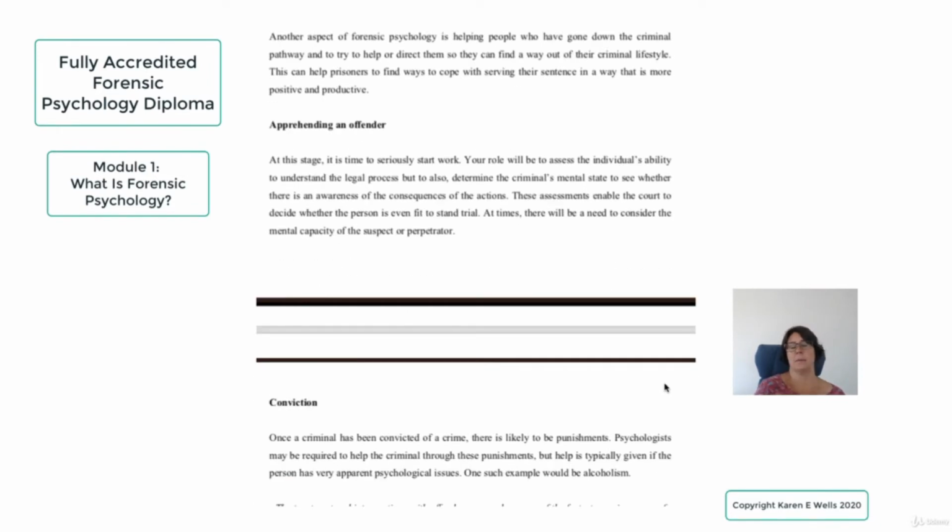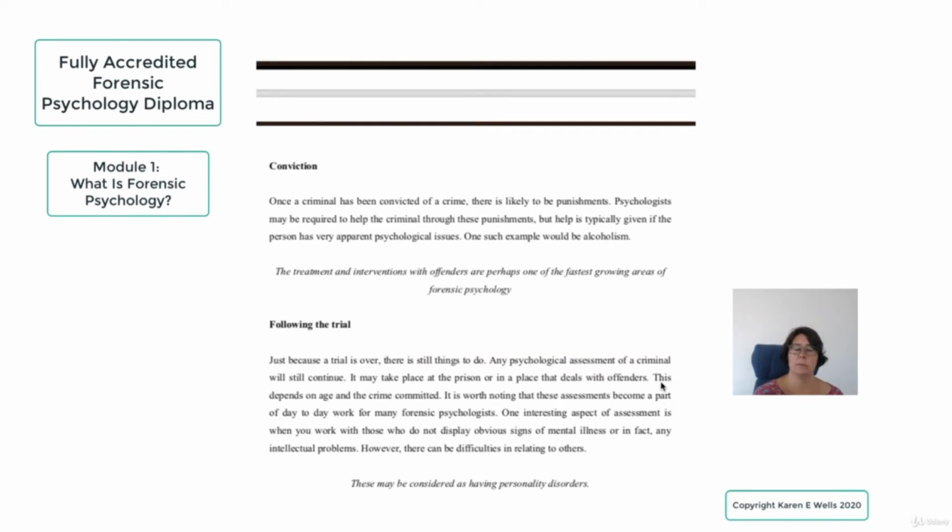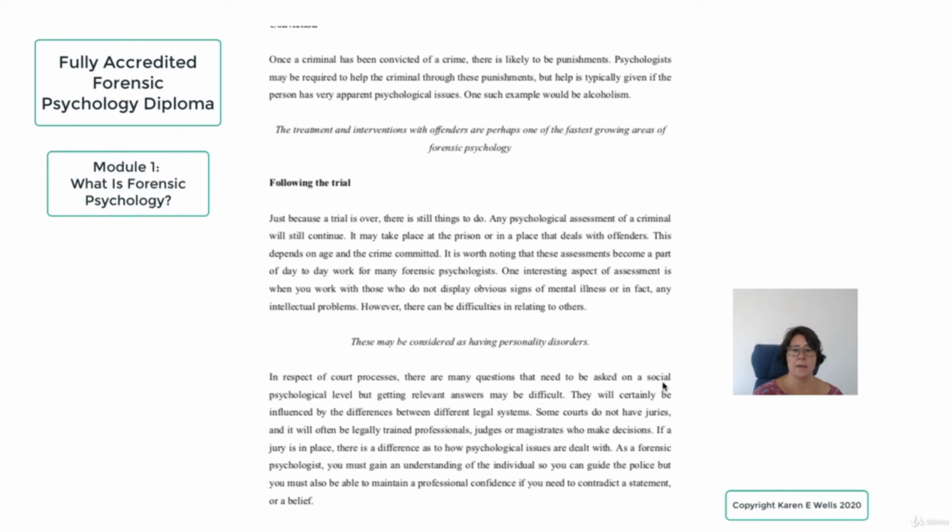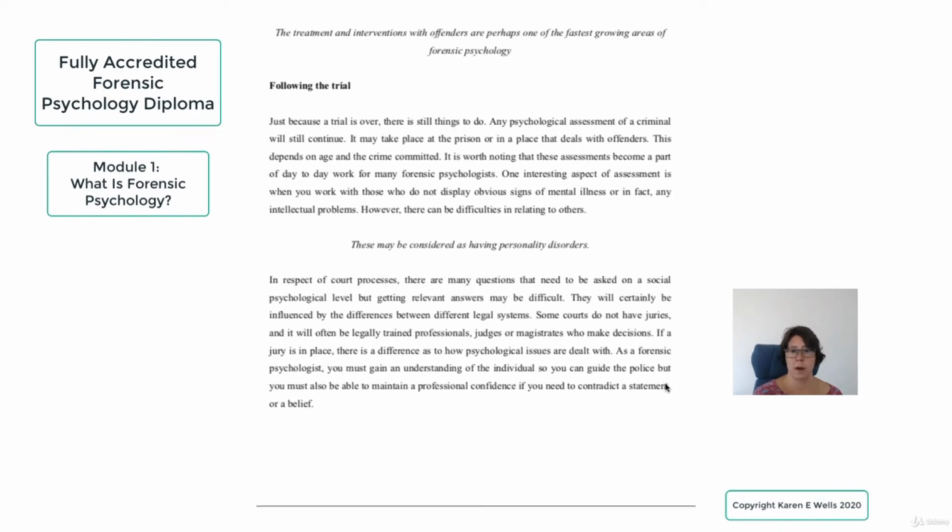So this is the time when really, as a forensic psychologist, your work starts to become involved in the matter. You're going to be assessing the individual's ability to understand the legal process, to determine the criminal's mental state, and to see whether there's an awareness of consequences of the actions. So you're then looking at the fifth stage, which is the conviction, and then following the trial.